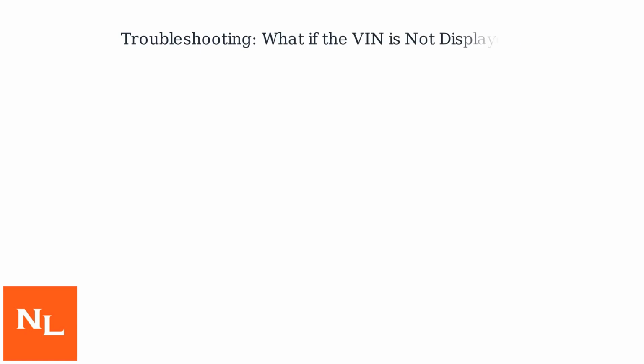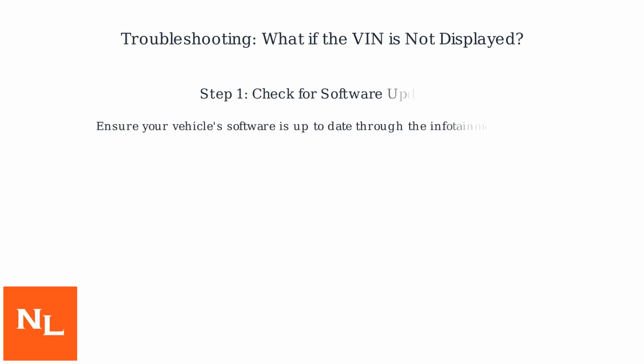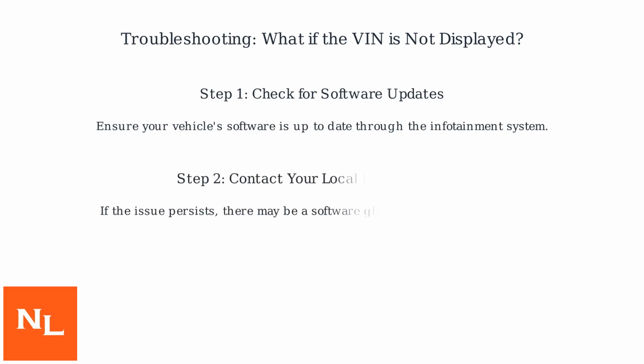If the VIN is not displayed on your Ford Explorer EV's infotainment screen, here are some troubleshooting steps to resolve the issue. First, ensure your vehicle's software is up to date. Access the Settings menu on the touchscreen and check for any available updates. If the problem continues after updating, contact your local Ford dealership. They can diagnose potential software glitches or perform a system reset.